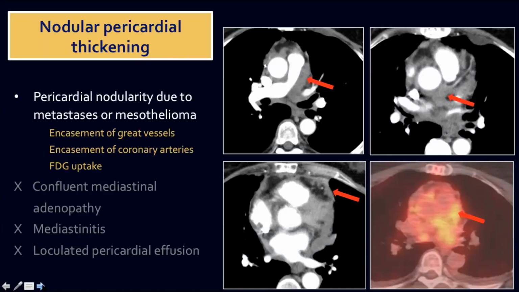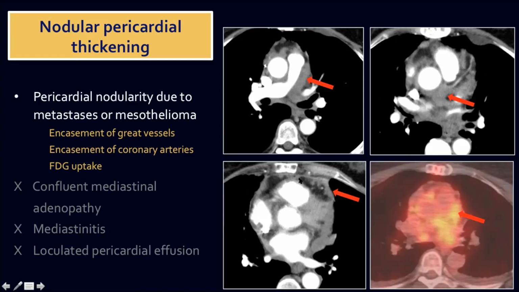And so the correct answer actually is this patient has nodular soft tissue thickening of the pericardium and several pericardial recesses. Now, this may be due to some sort of metastatic disease involving the pericardium or mesothelioma. And the reason this is not confluent adenopathy or mediastinitis is, look at the encasement of the great vessels and the coronary arteries by this soft tissue abnormality.